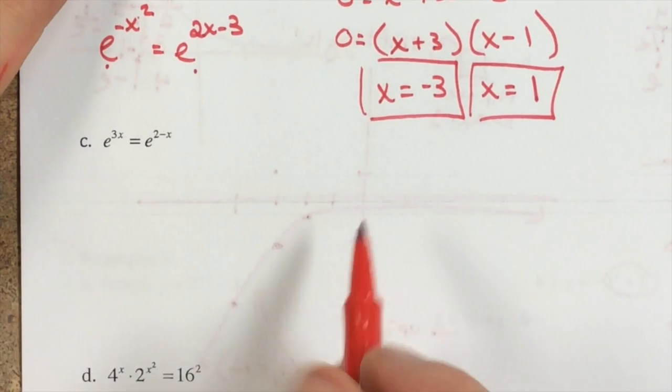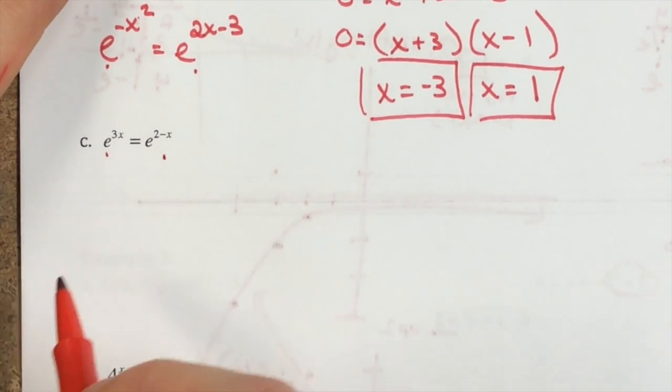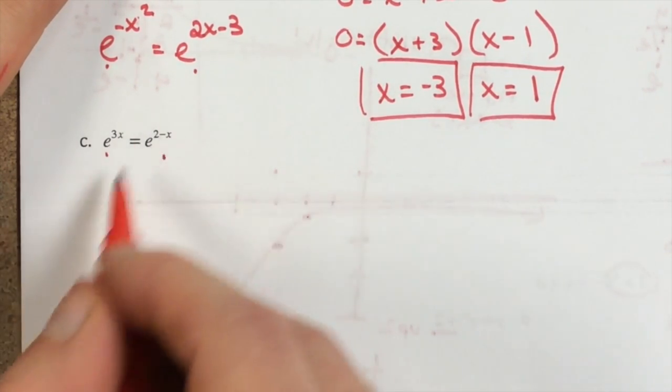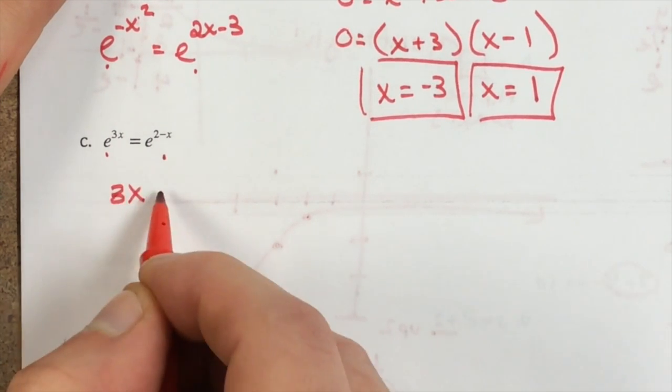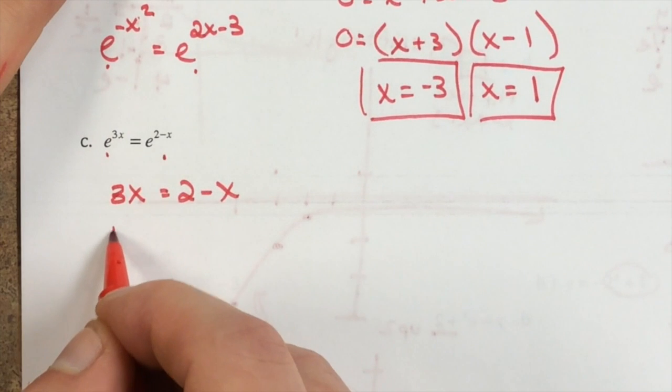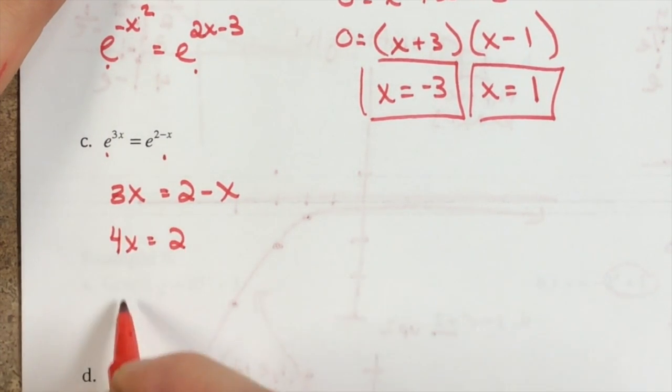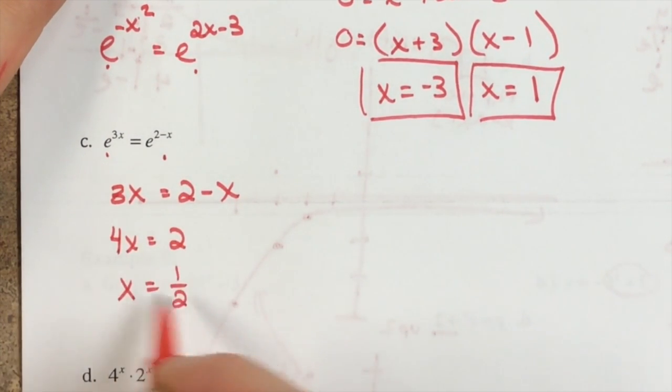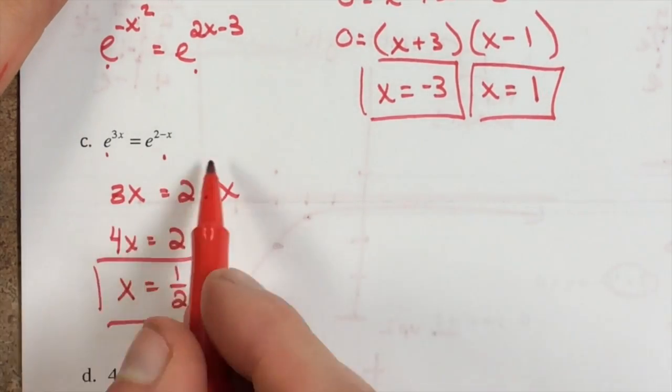So let's look at the last two. Here, like bases, so I can set these two exponents equal to each other. I have 3x equals 2 minus x. Add x, 4x equals 2. x equals 1/2. Looks scarier than it actually is.